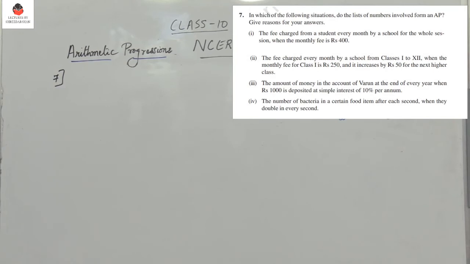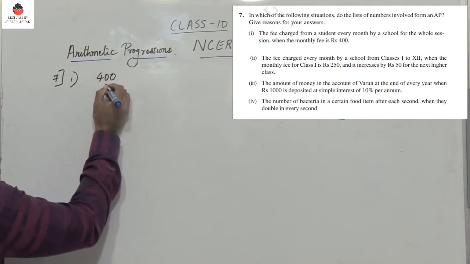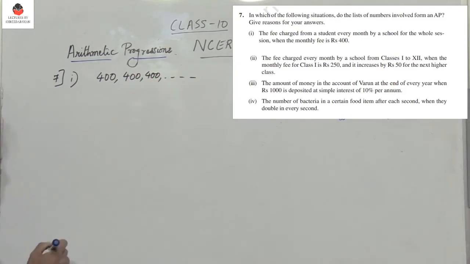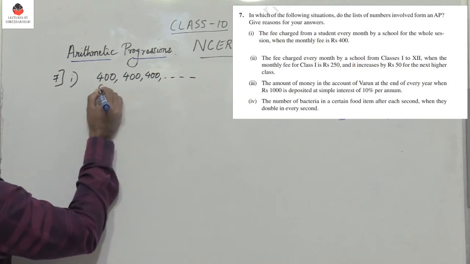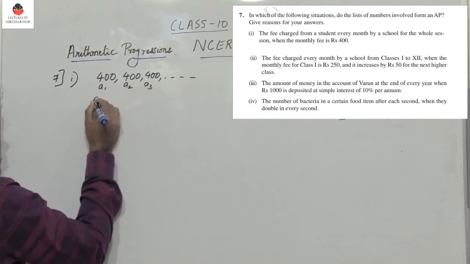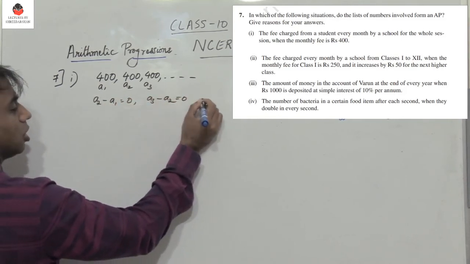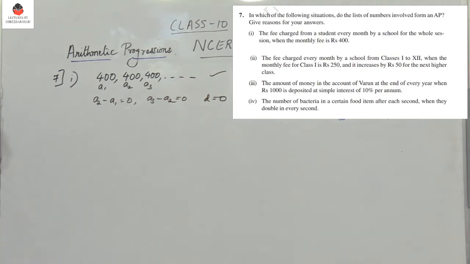Question 7. In which of the following situations do the list of numbers involved form an AP? Give reasons. The first one, the fee charged from a student every month by a school for the whole session, when the monthly fees is rupees 400. So in first case, the fees for the first month is 400, second month is 400, third month is 400 and so on. So the value is 400. Right? So this is A1, this is A2, this is A3. So what is A2 minus A1? It's 0. What is A3 minus A2? It is 0. So the common difference D is 0. So this forms an arithmetic progression.